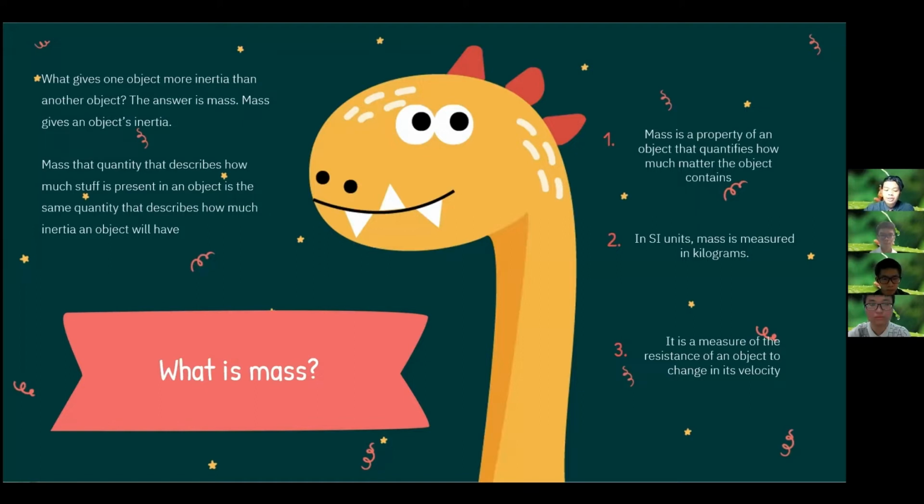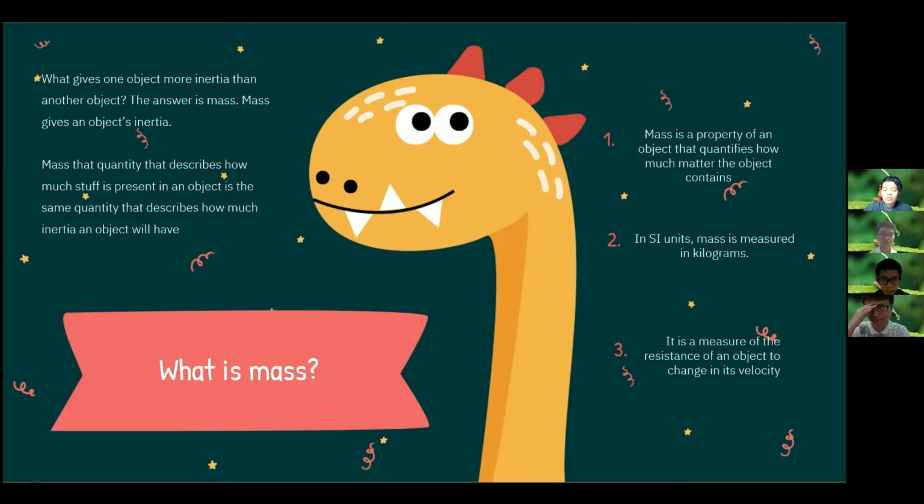Alex, could you read for me those 3 points at the right side? Sure. Okay, the first one, mass is a property of an object that quantifies how much matter that object contains. Second, in SI units, mass is measured in kilograms.